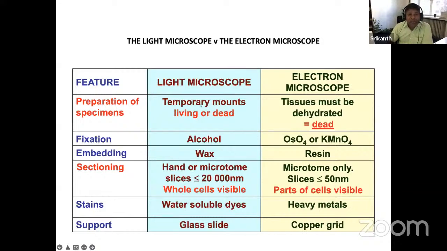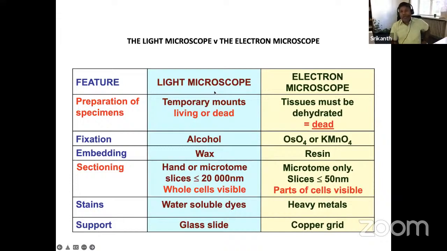When it comes to the preparation of specimens, for the light microscope you can see either living or dead tissue. But for the electron microscope, the technology is not yet so developed that you can see live intact tissue. It must be dehydrated, so it is dead. There are some techniques, called freezing techniques, where you can keep the cells frozen, then thaw and check them, but still the structures are actually altered.